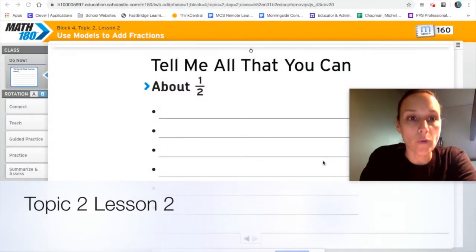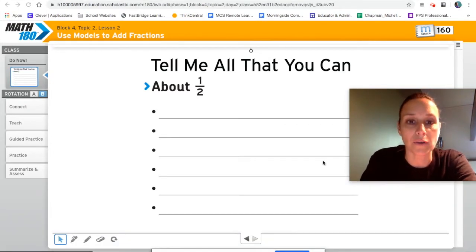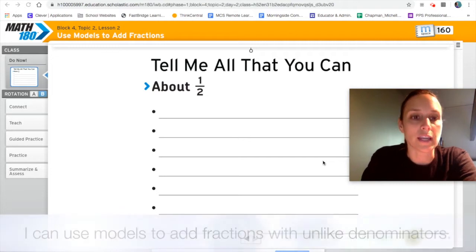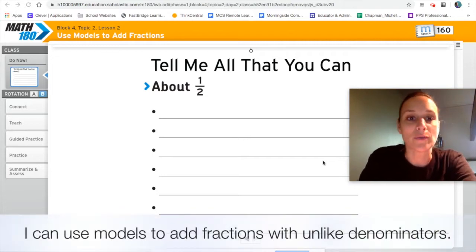It is Block 4, Topic 2, Lesson 2, and we're going to use models today to add fractions. So your learning target is: I can use models to add fractions with unlike denominators.